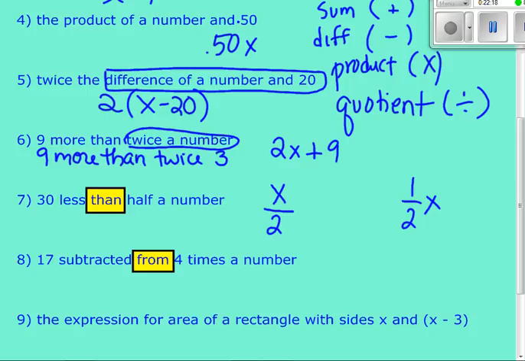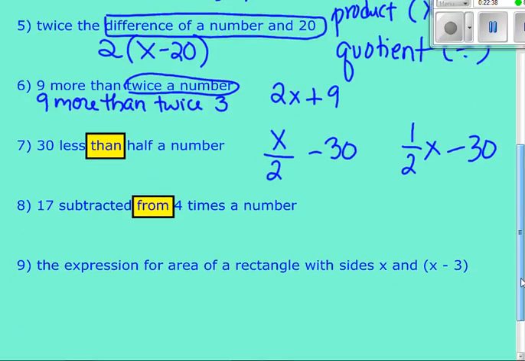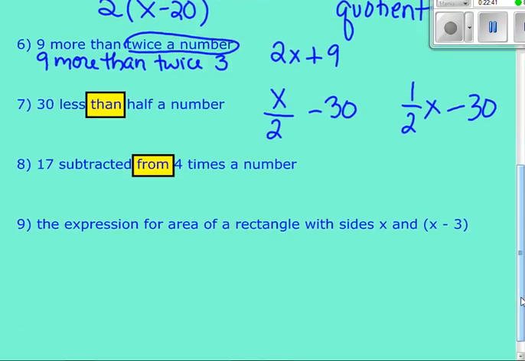A lot of you wanted to divide by other things. Half is 1/2 times my number. And then it's 30 less than that. So what happens next? 30 less than, minus 30. Less means subtract, and we have to switch the order because of the than. That's why it's highlighted. So that from is also going to be highlighted. No, I can't separate that.